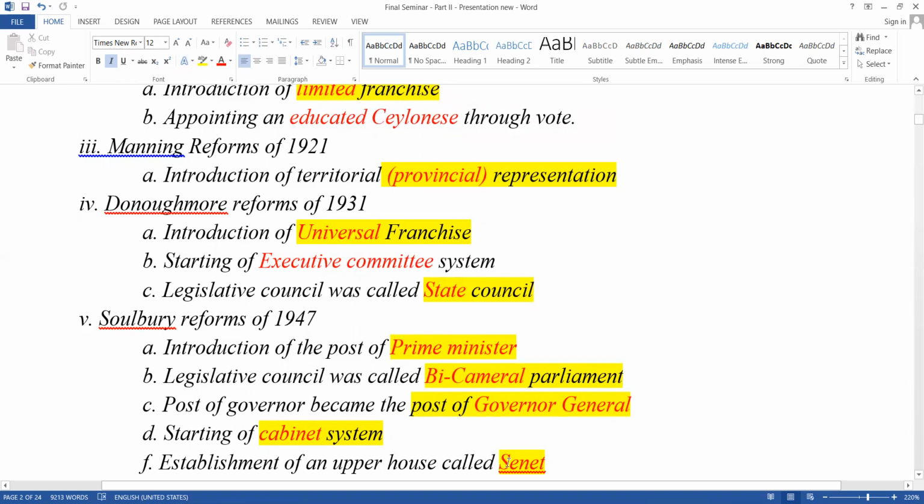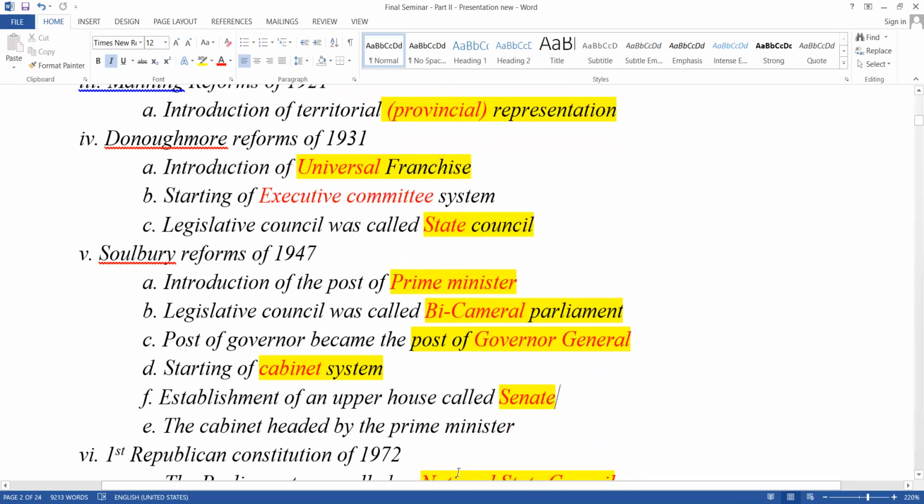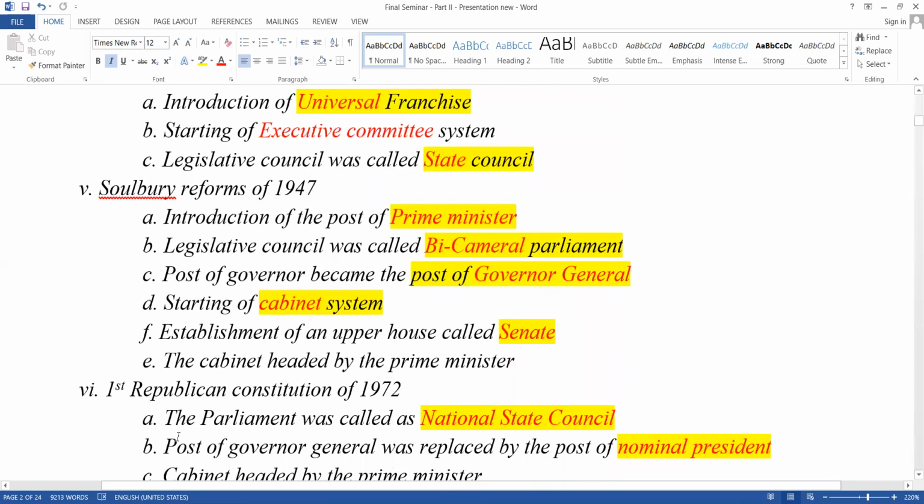Establishment of an upper house called the Senate. Bicameral means two houses are there. Out of these two houses, the Senate is one house. And even the cabinet headed by the prime minister. In the 1972 constitution, the parliament was called the National State Council. Now see, the legislative council became the state council under Donoughmore, that became a bicameral parliament under Soulbury, that became the National State Council in 1972. And after that, what happened?